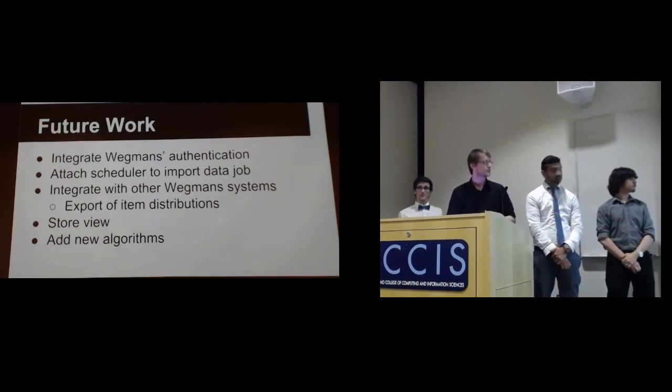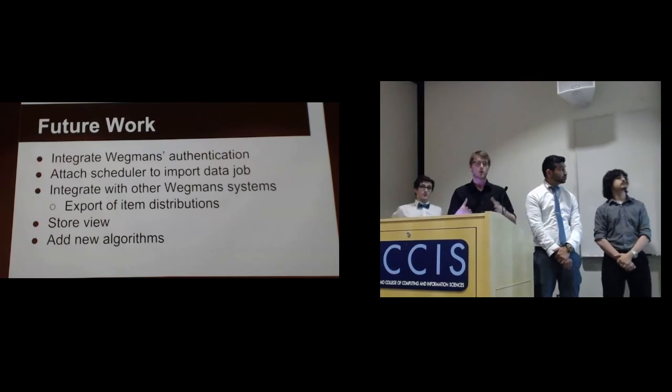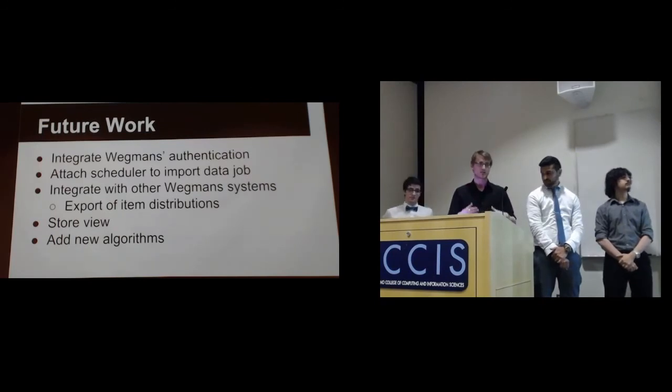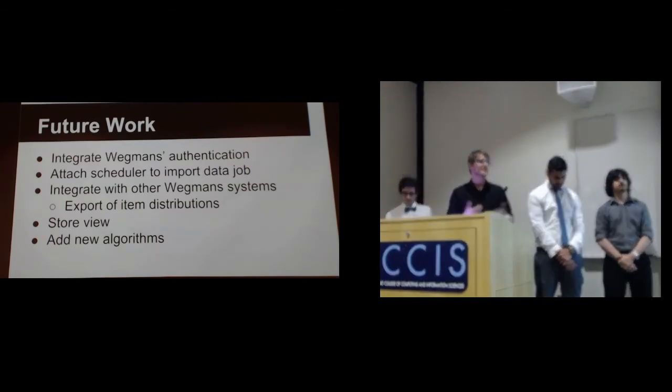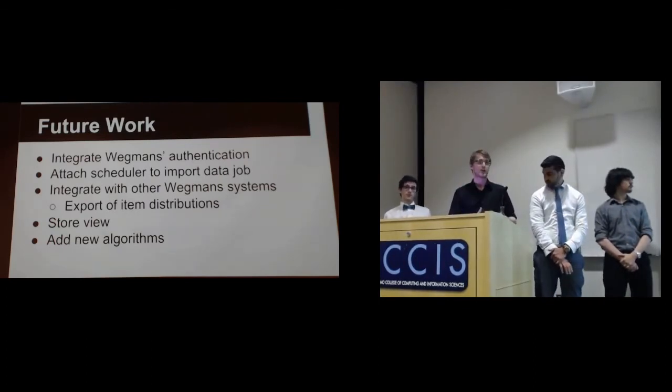Another thing that they have to do is implement a store view in which each individual department in each store can see what product is coming to that department in that store alone. They don't want them to compare between departments or stores because then there could be issues and they could be complaining about why they're not getting as much product as some other store or department is. And then the last thing would be adding new algorithms. There's always potential to create new algorithms that create nice distributions for them to get their product out.